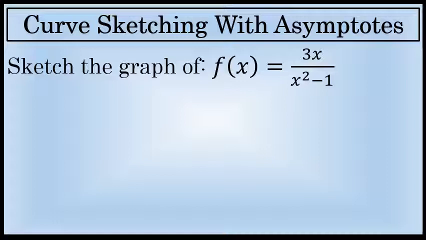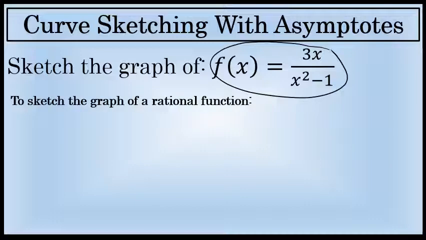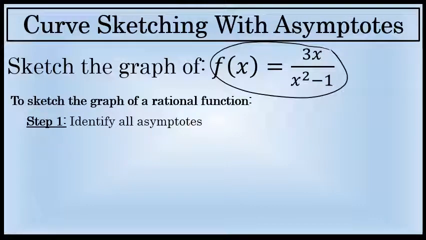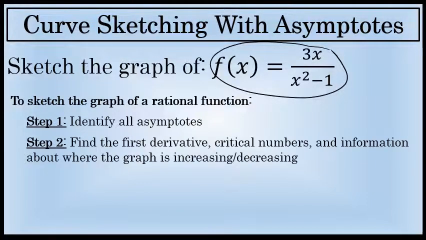In this video, I'll present 4 steps that can be used to graph rational functions, and then we'll apply those 4 steps in graphing f of x equals 3x over x squared minus 1. The 4 steps to sketch the graph of a rational function are: first, identify all asymptotes. Vertical, horizontal, and slant are the 3 kinds of asymptotes that a rational function might have. The first step is to identify those.